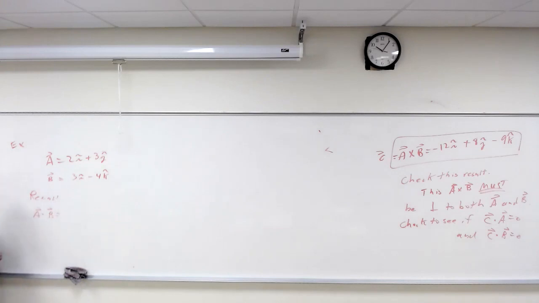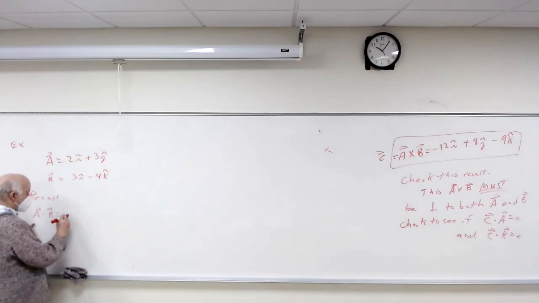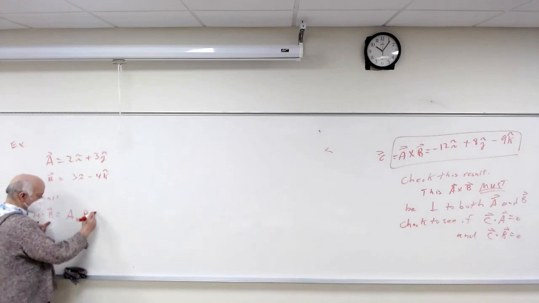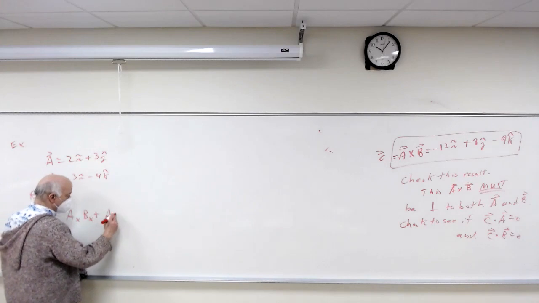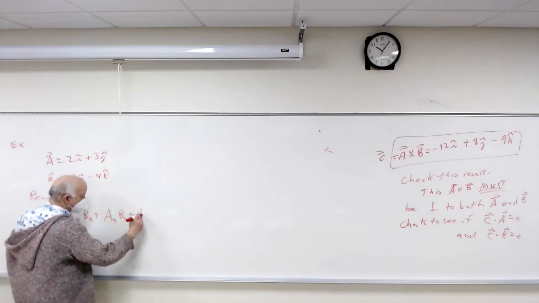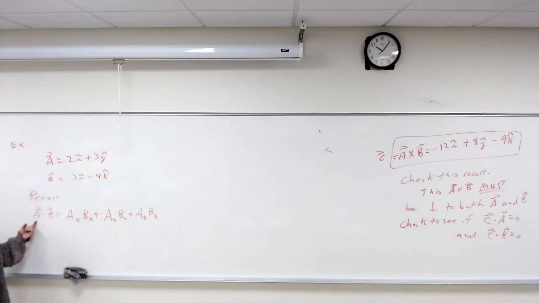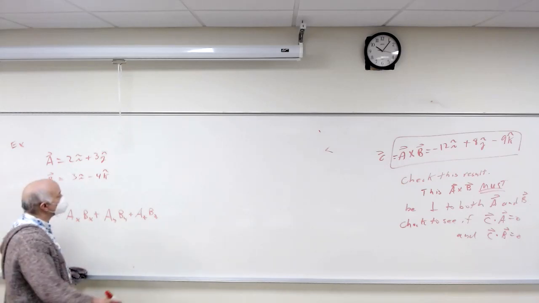What's another way to write this from first semester physics? The dot product. It's AX BX plus AY BY plus AZ BZ. You do it just by putting in AX i hat plus AY j hat plus AZ k hat, likewise for this, and you work it out. So let's work this out.